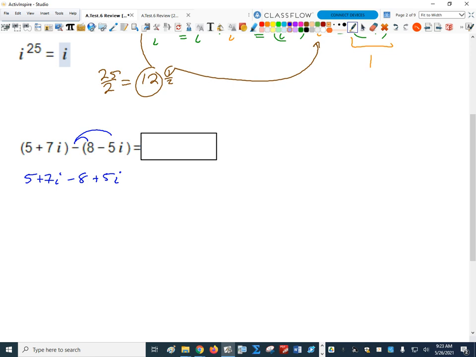Add like terms, exactly. So we've got the numbers, 5 minus 8 is negative 3, and then we've got the i terms, right? 7i plus 5i is plus 12i. There you go.